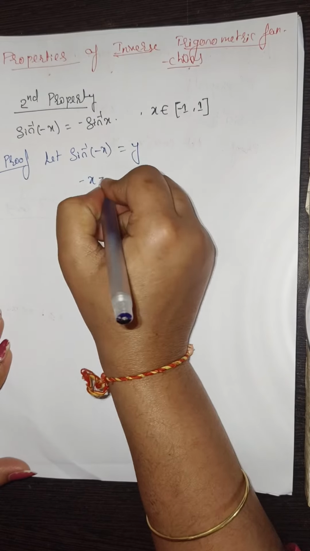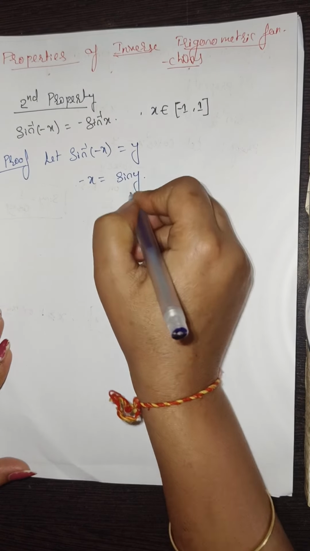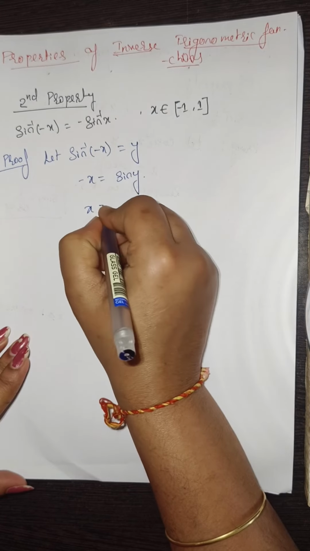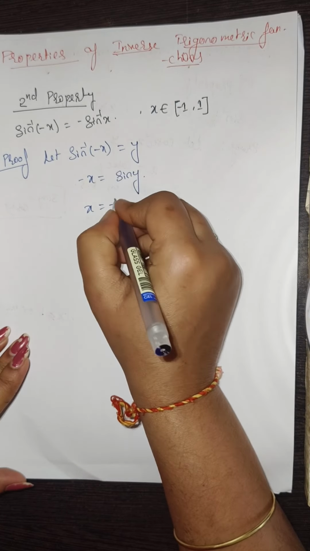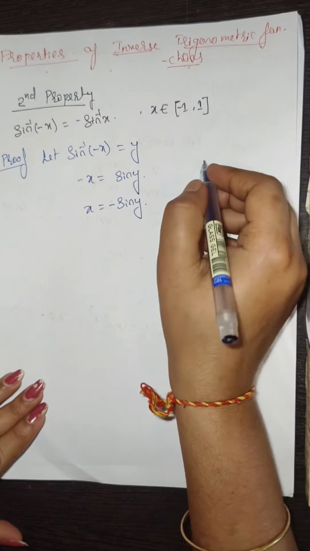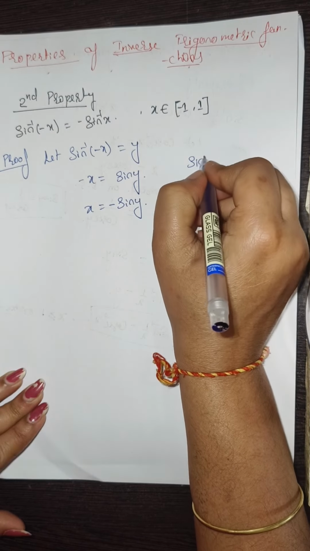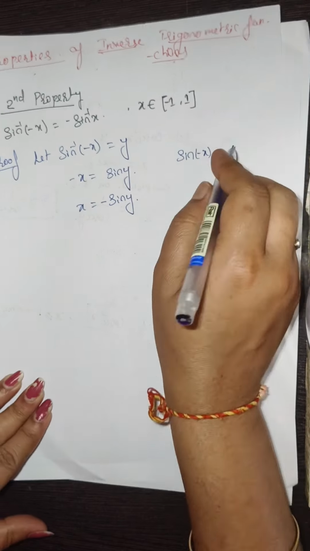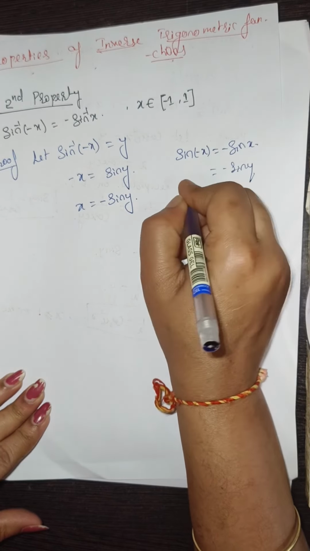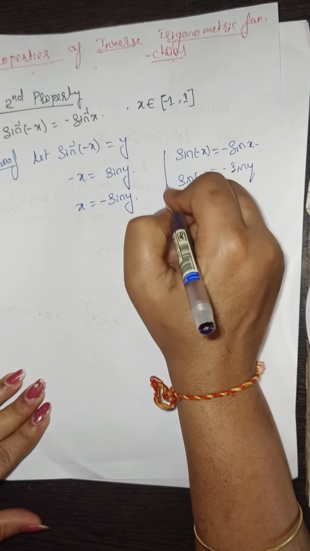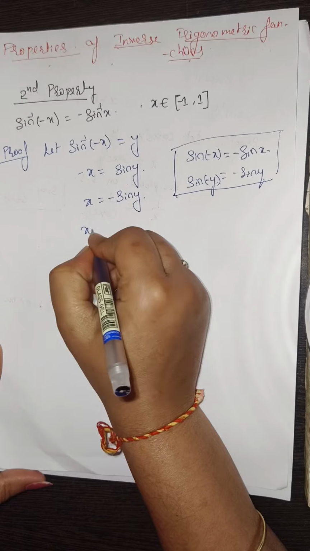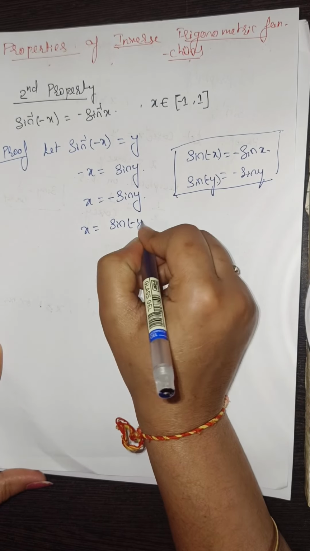I will send sin inverse to the right side. So minus x equals sin y. After that x equals, I will send minus to the other side, changing the sign: minus sin y. After that we know the formula: sin of minus x equals minus sin x. Similarly minus of sin y, we can write it as sin of minus y.